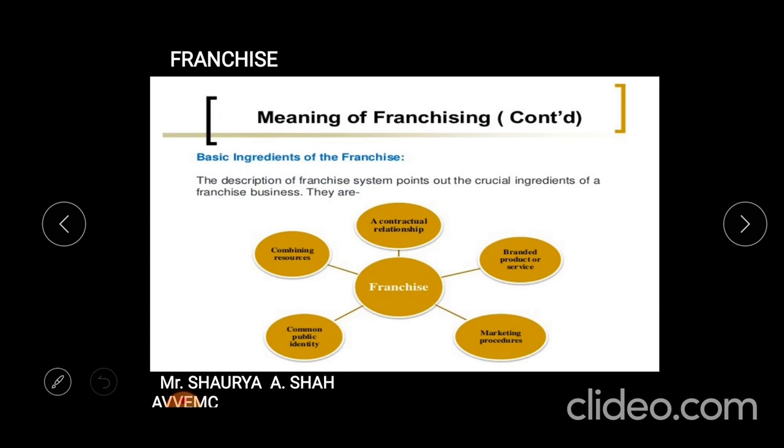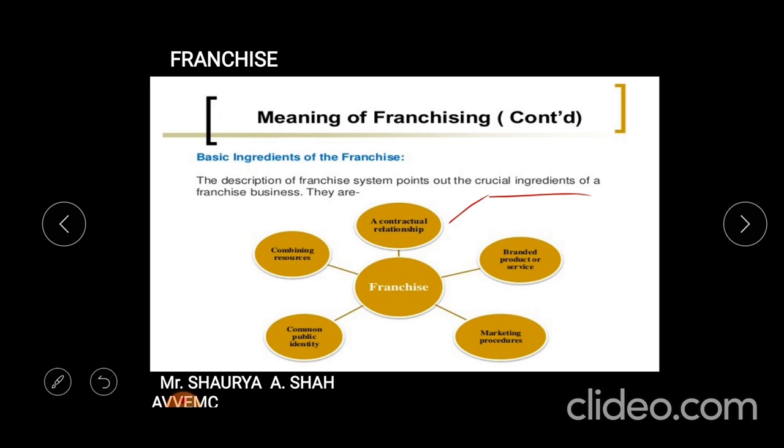Again, the basic ingredients of franchise. What do you mean by basic ingredients? How the franchise actually works. So, the description of the franchise system points out crucial ingredients. Now here you can see the 5 main ingredients of franchising which are required. The very first is a contractual relationship. As such, the franchisee and the franchisor both are having a contractual relationship. They do the agreement very well in advance and then they start doing their own business.